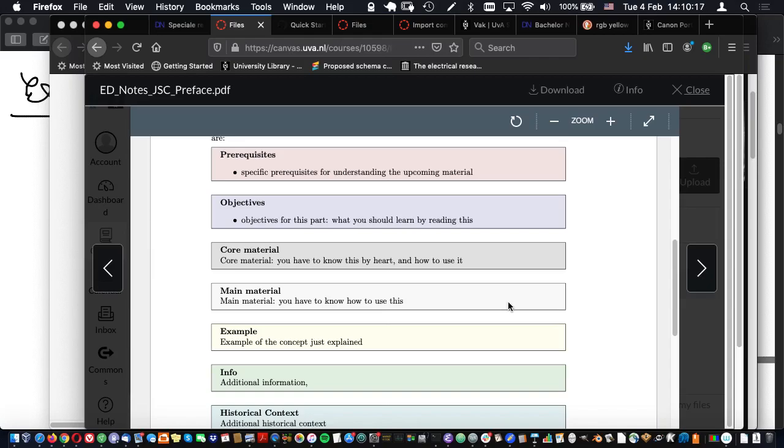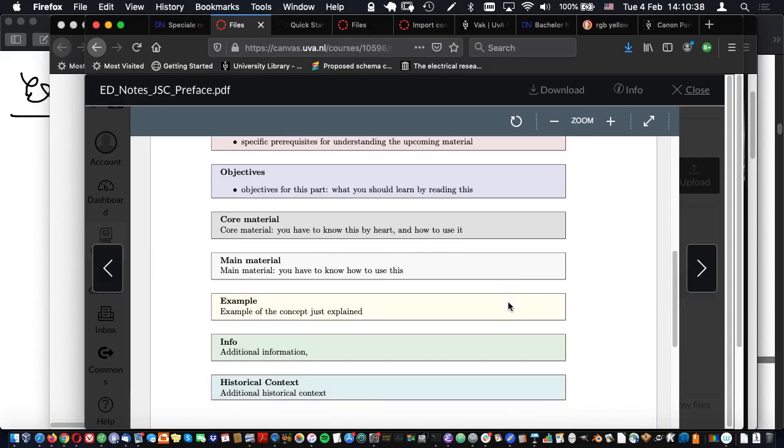So for example, the Laplacian in spherical coordinates, I expect you to be able to use it, okay? Whether I really want you to know it by heart is another matter. I would give you that in an exam. But I do want you to be able to use it. So that's main stuff. And then the rest is just normal text.